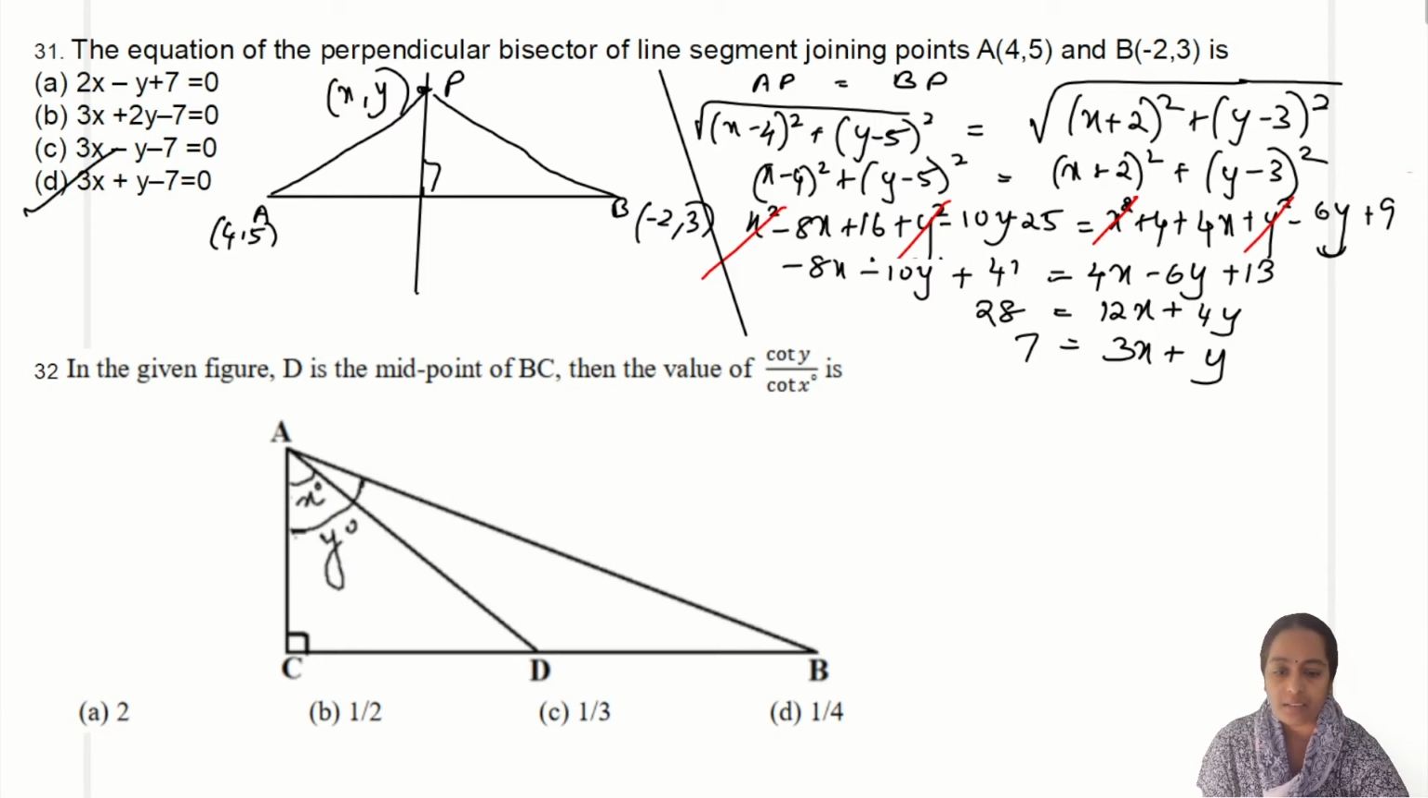Y is this entire angle. So look at this y. Y is the whole angle A. But what is angle x? Angle x is a part of angle A. The question asked is cot y divided by cot x.